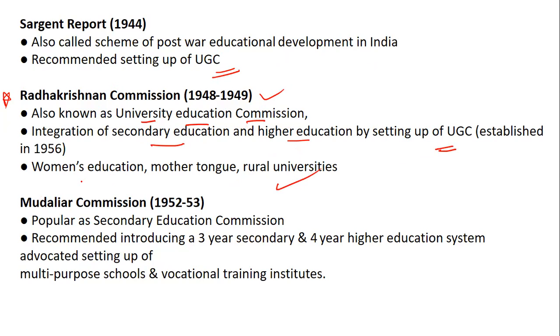Next coming up is the Mudaliar Commission. The Mudaliar Commission, also the Secondary Education Commission, recommended introducing 3 years of secondary plus 4 years of higher education system, with setting up multi-purpose schools and vocational training institutes. So yes, the Mudaliar Commission really played an important role when it comes to education.